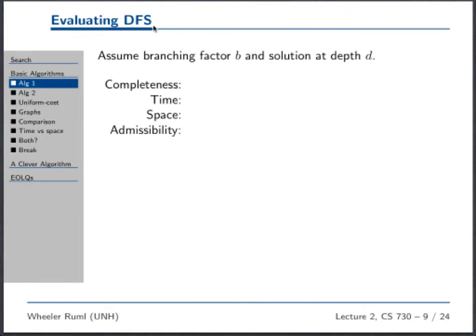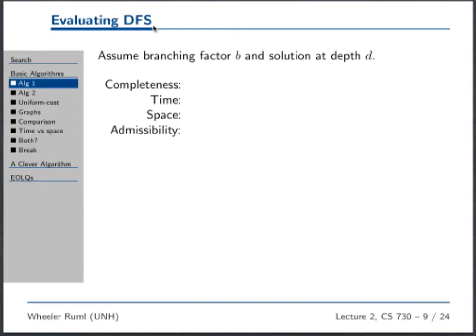There's this term admissibility, which means, are you guaranteed to return the optimal solution? And seeing as we're not even guaranteed to return a solution if one exists, it's sort of moot whether, if we do happen to return one, it is going to be optimal. But let's entertain that question anyway, just for academic pedagogical purposes.